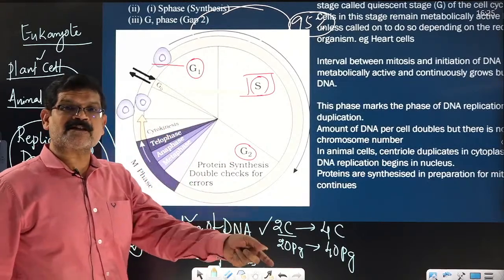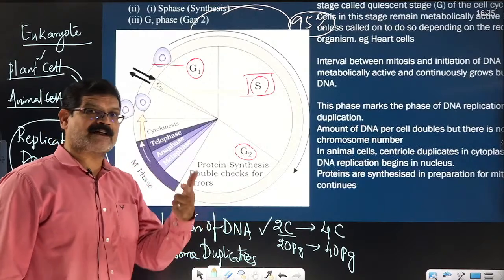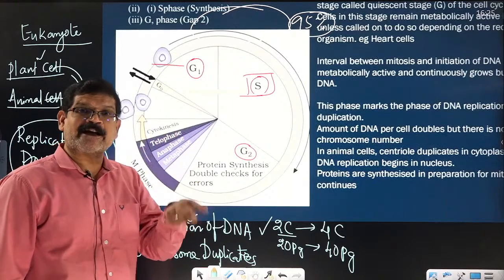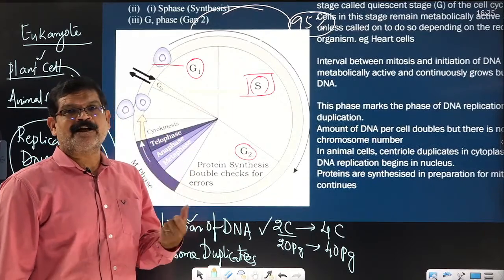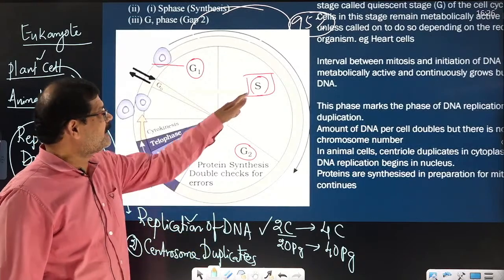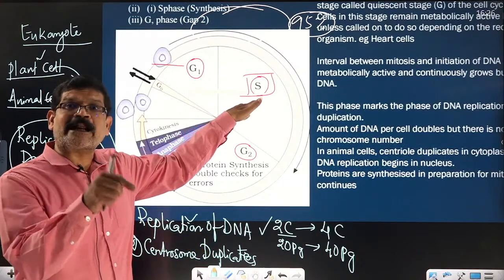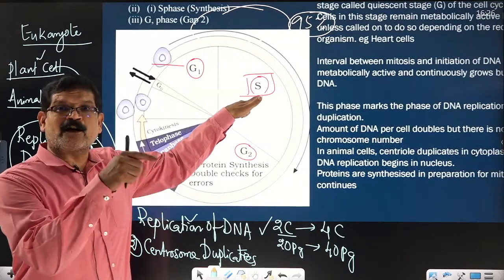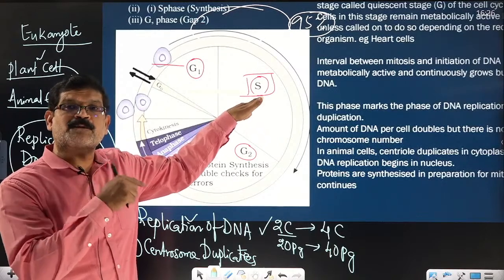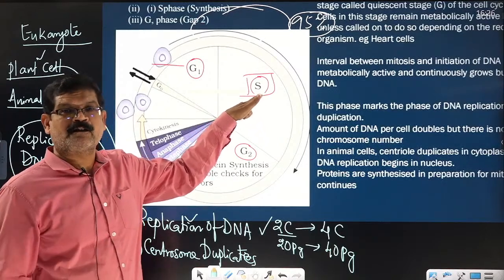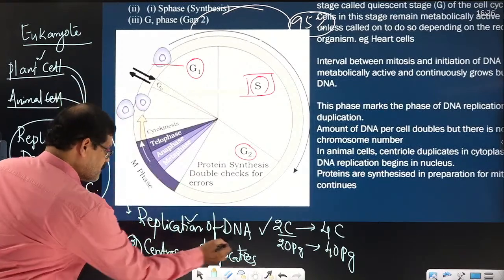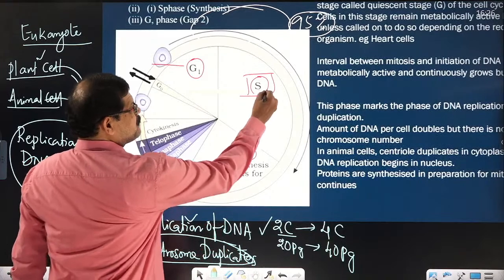In the NEET examination on May 7th, this question was asked: centrosome gets duplicated in which phase? Now you can check where it is happening. It is happening in the synthesis phase. It's current, day before yesterday on 7th, the NEET examination of 2023. So centrosome duplicates in S phase.